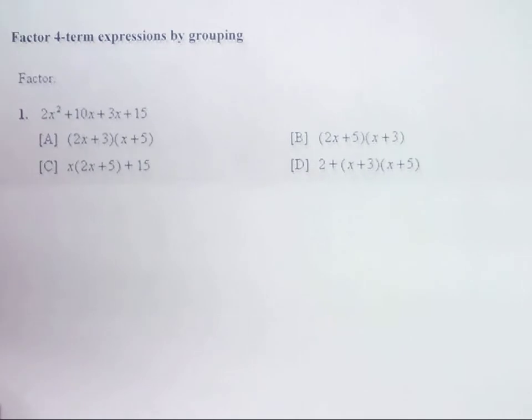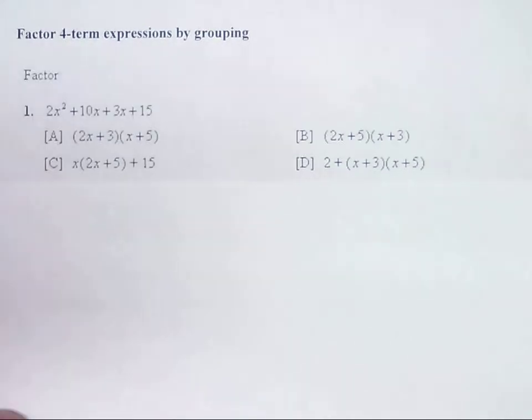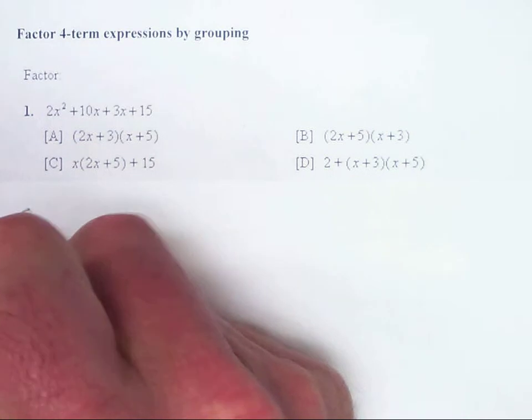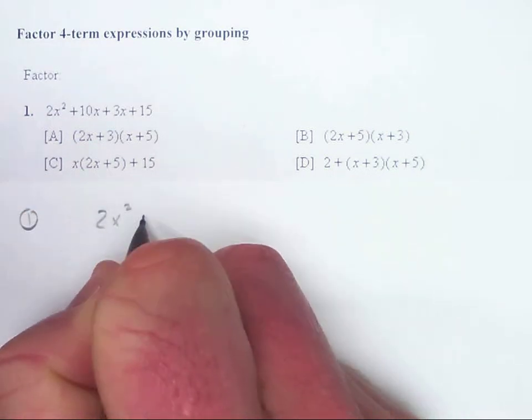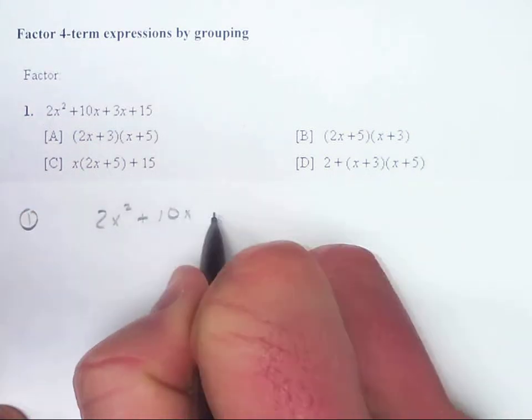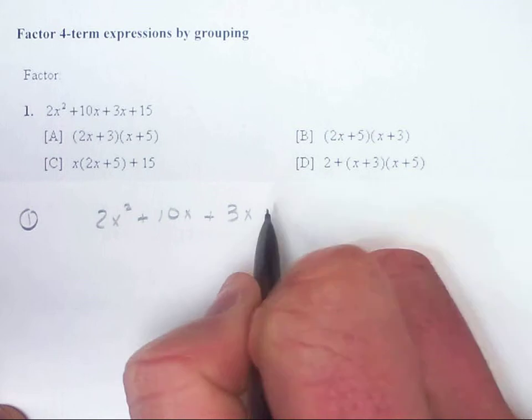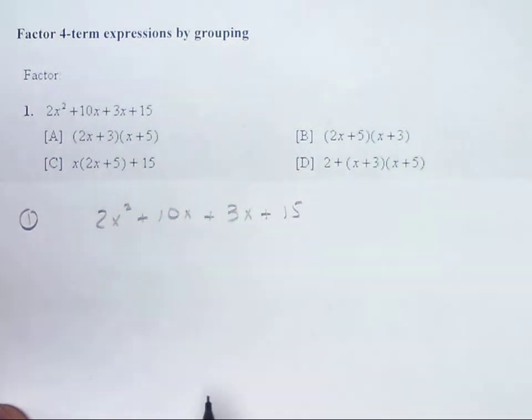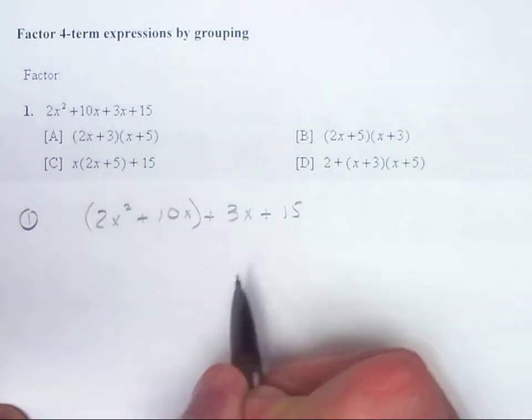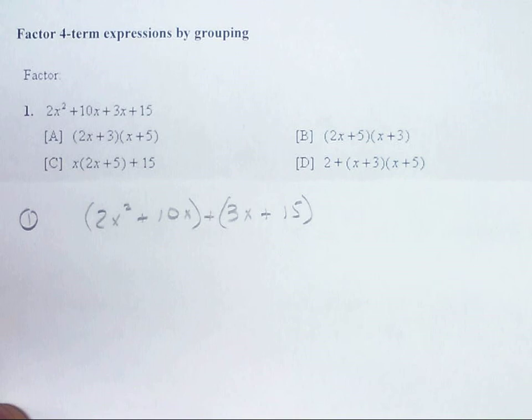The title of this objective is Factor four-term expressions by grouping. In number 1, we're going to factor this four-term expression by using a technique called grouping. I'll group the first two terms, and I'll group the last two terms.